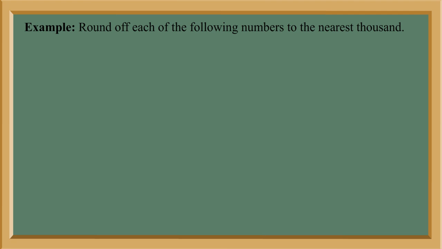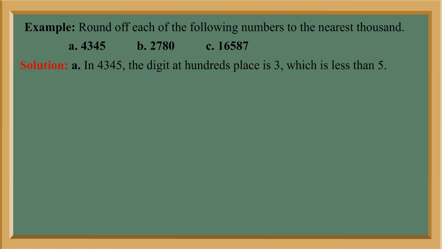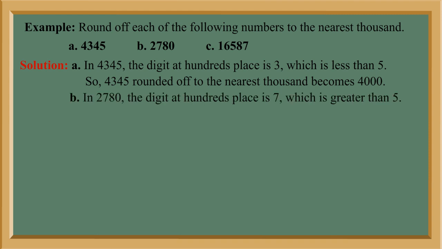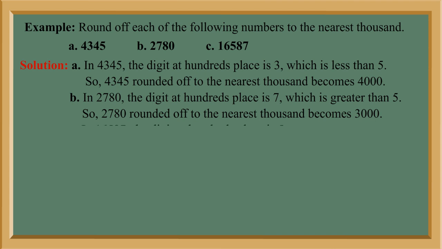Example: Round off each of the following numbers to the nearest 1000. A. 4345, B. 2780, C. 16587. Solution: A. In 4345, the digit at hundreds place is 3, which is less than 5. So, 4345 rounded off to the nearest 1000 becomes 4000. B. In 2780, the digit at hundreds place is 7, which is greater than 5. So, 2780 rounded off to the nearest 1000 becomes 3000.